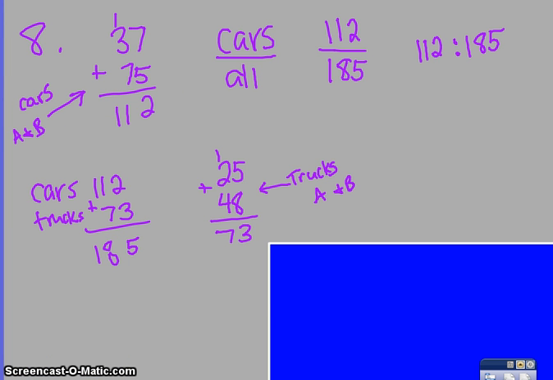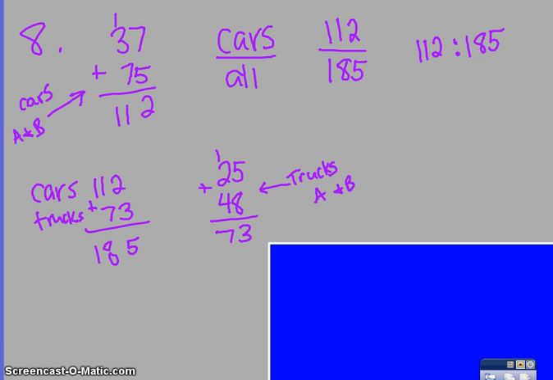Number 8. What is the ratio of cars to all vehicles? Now in this one, when they're talking about cars, they mean cars in both lots. So there are 37 cars in lot A and 75 cars in lot B. So together we have 112 cars in all. So cars is going to be our first word, and then we're comparing them to all vehicles. So we know that we have 112 cars because we just did that.